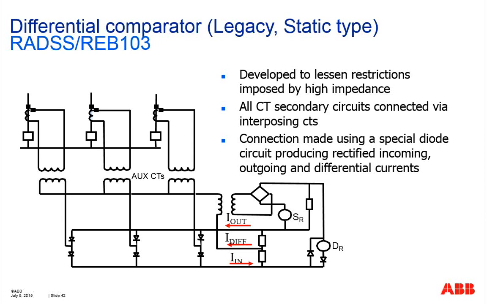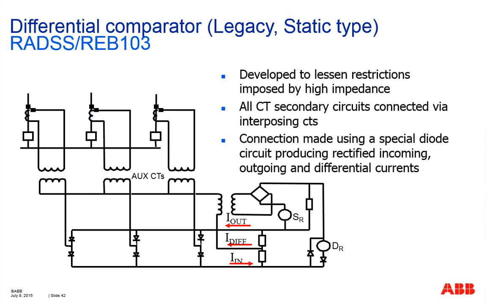Of course, we're not using a static type of design, using diodes and transistors. We're not using that anymore. We don't need auxiliary CT anymore, but we're using sampling and a numerical approach, but the idea is the same. However, one thing to note is that this type of low impedance design was developed to lessen the restrictions imposed by high impedance, such as requiring the same CT ratio and magnetic characteristic of all the CTs.